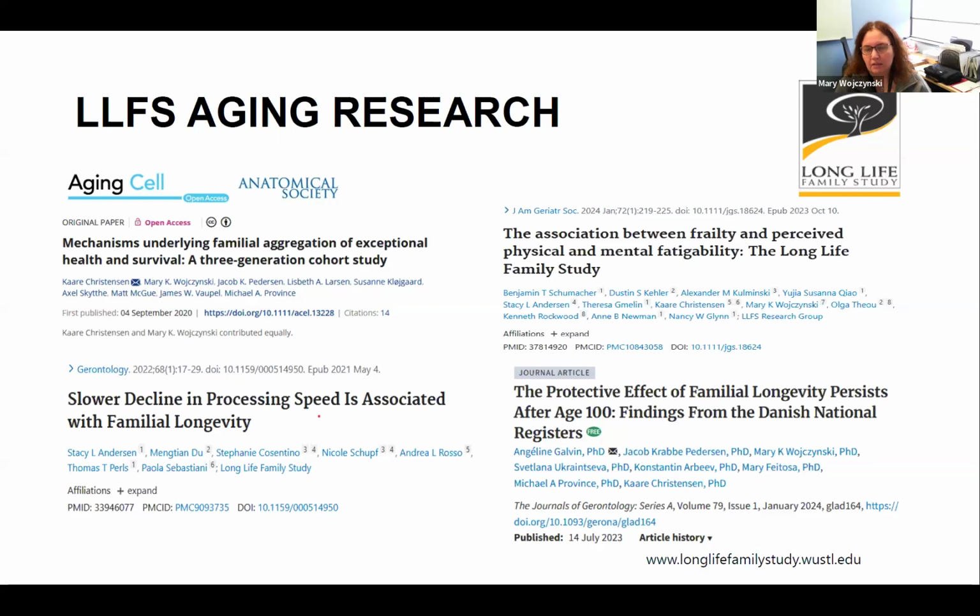We've also looked at the association between frailty and perceived physical and mental fatigability. And we've looked at protective effects of family longevity, especially over ages 100. Next slide, please.